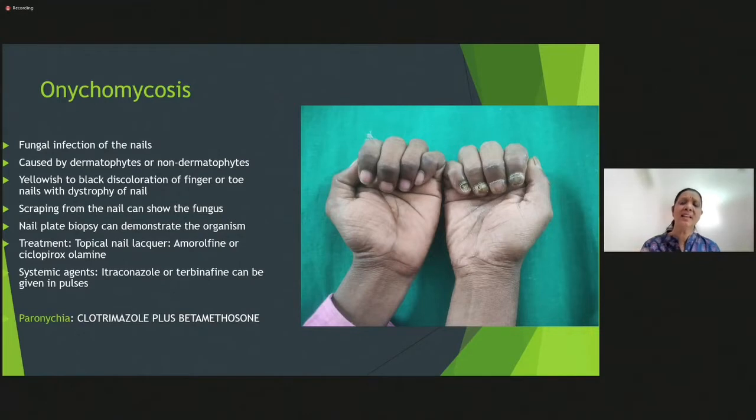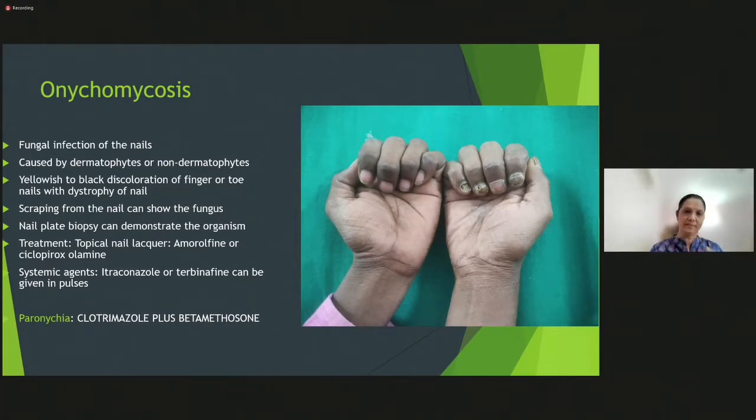So that's why if a single nail is involved, then there are nail lacquers available like amorolfine or ciclopirox olamine. They need to be painted every week on that nail after cleaning the nail. But if multiple nails are involved, then you have to rule out any immunosuppression, diabetes, and give systemic antifungals. Usually itraconazole or terbinafine are used.